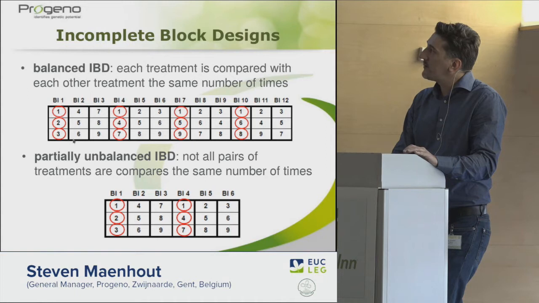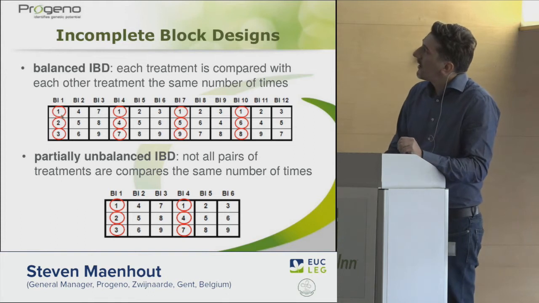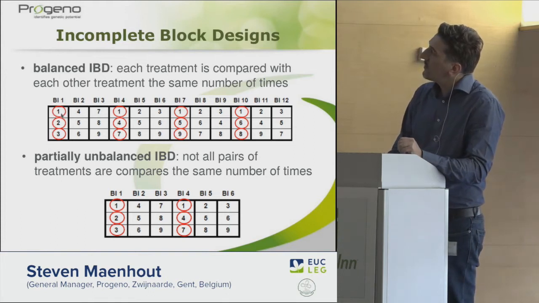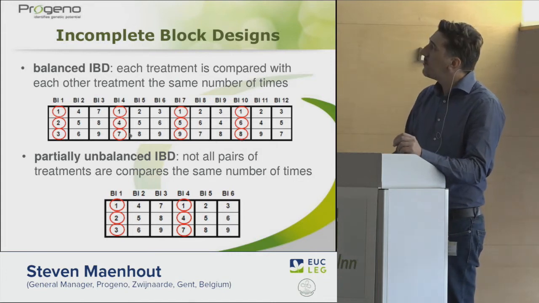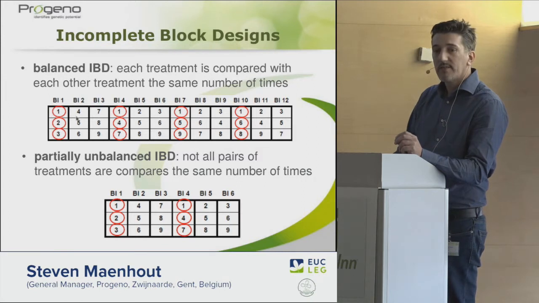Now, what is different? First of all, you see my blocks. If you look at treatment number 1, in this replication here, it is combined in an incomplete block with number 2 and number 3. In the following replication, this zone here, it is together in an incomplete block with 4 and 7. And then it goes on. 1 is together with 5 and 9. 1 is together with 6 and 8. So you see that every pair of individuals is combined exactly once in an incomplete block.